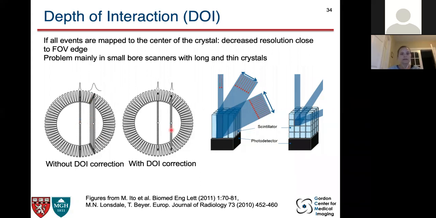So because of this, a lot of research is being done to develop detectors where we can know the depth of interaction. So if we know the point along the depth where the interaction took place, we can get a uniform spatial resolution across the field of view. So we get the same width of the line of response, regardless of if we are in the center of the field of view or at the edge of the field of view.